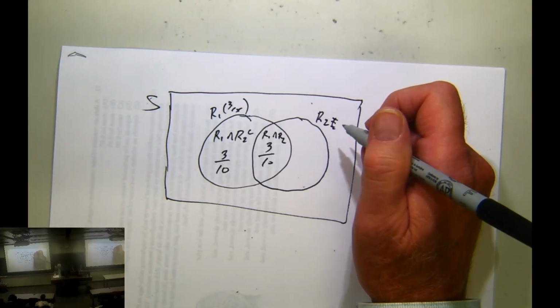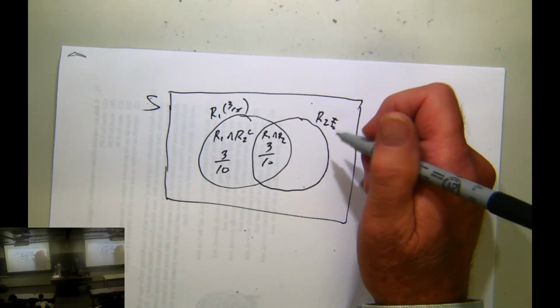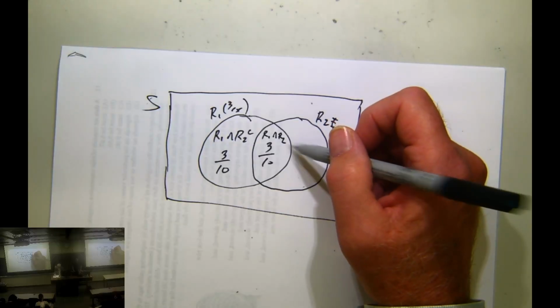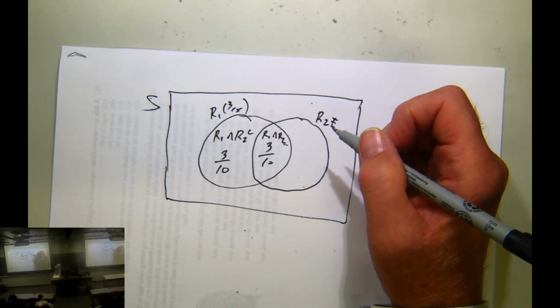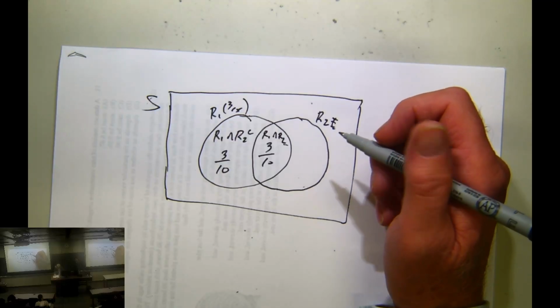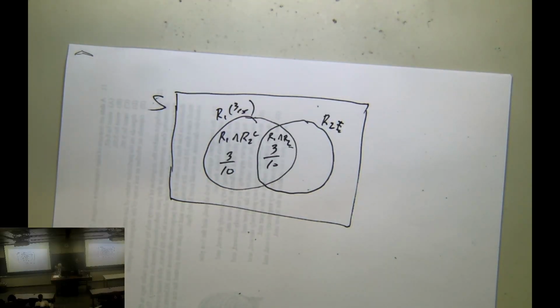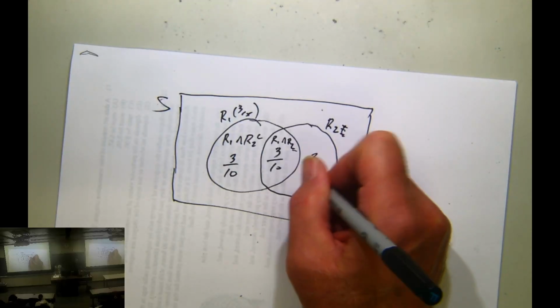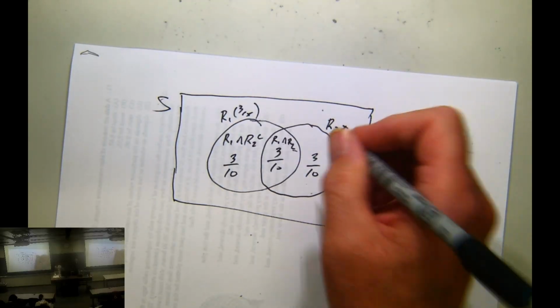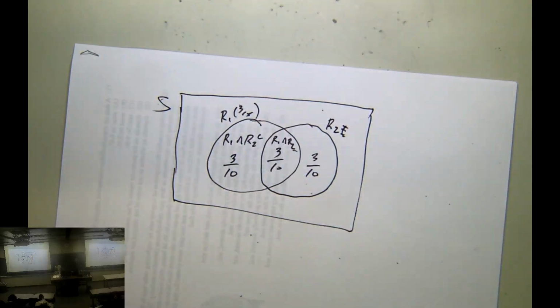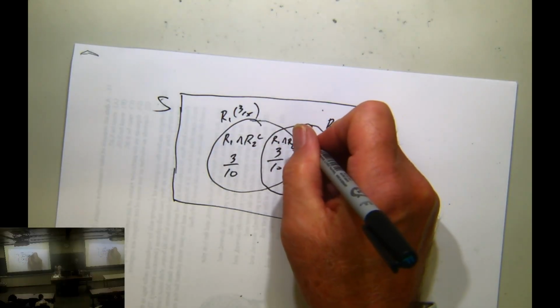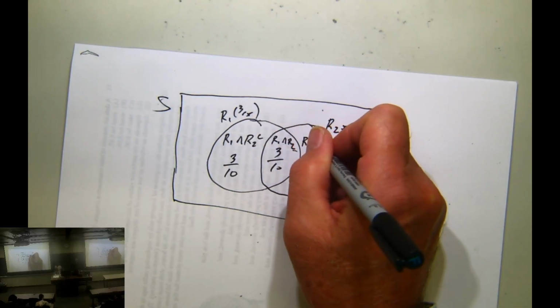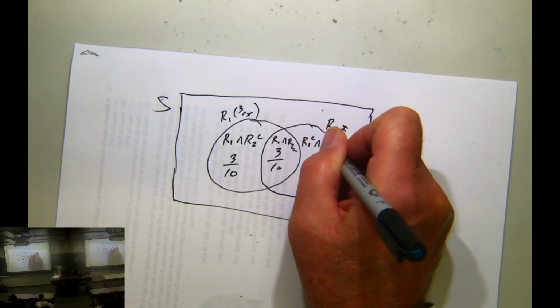Well, what did we get? We got the area where R1 did not occur and R2 did occur. We worked that out to be 3 out of 10. And so that is R1 complement intersect R2.